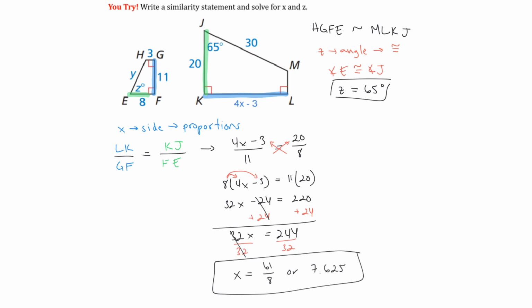So here's the thing. In setting up your proportions, we definitely, of course, needed to use side KL or side LK, which corresponds with side GF. But if you wanted to use side JM, the problem with JM is that it corresponds with side HE, and we do not have a measurement for HE. That's why we did actually need to use JK and EF. Again, double checking to make sure that you've distributed because you're multiplying 8 with 4x minus 3, the whole thing. Simplify it all the way down. We get 61 divided by 8, or 7 and 625 thousandths.